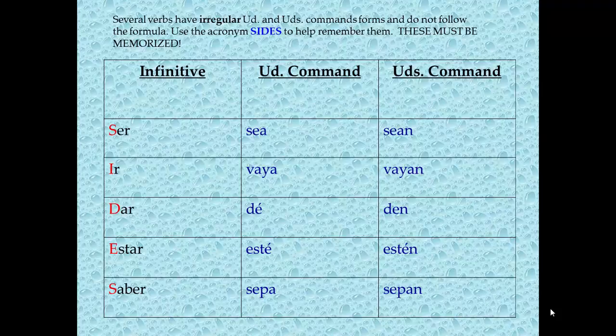So ser would go to sea for usted, and you're going to need to write in the ustedes forms for all of those verbs. So ser for ustedes would be sean, ir, vaya, vayan, dar, dé, con acento, y den, estar, esté, y estén, saber, sepa, y sepan. Okay, so you got those down.